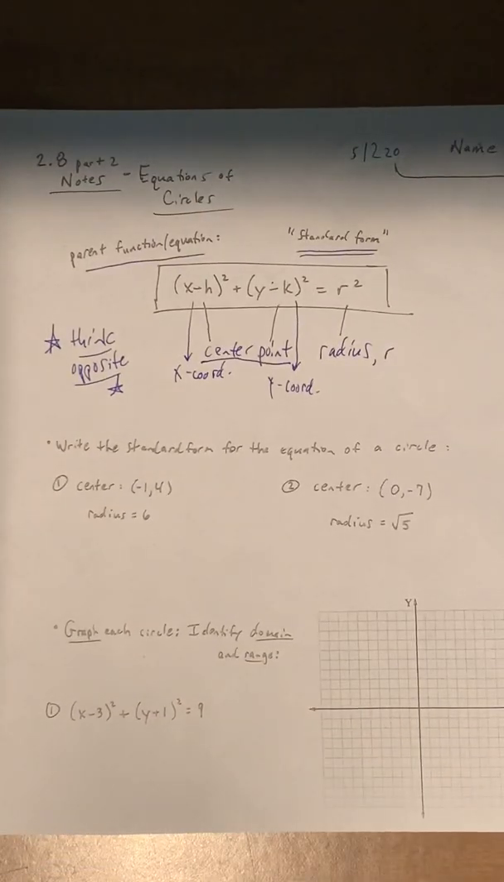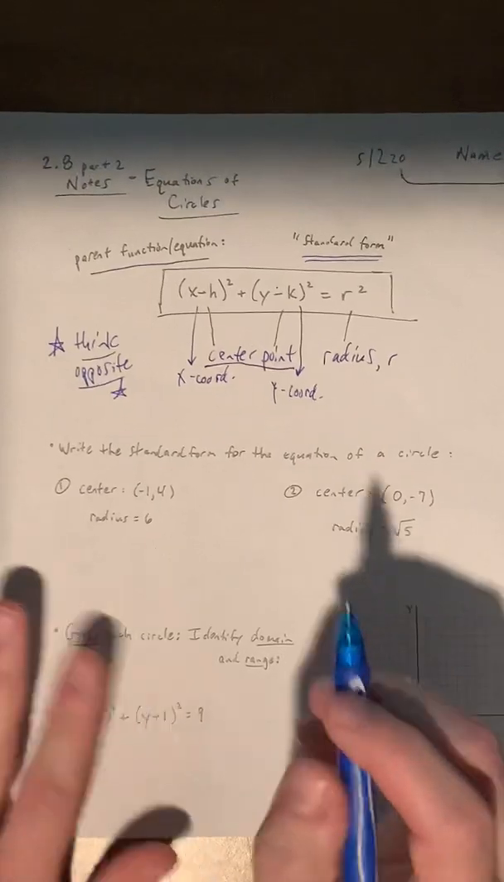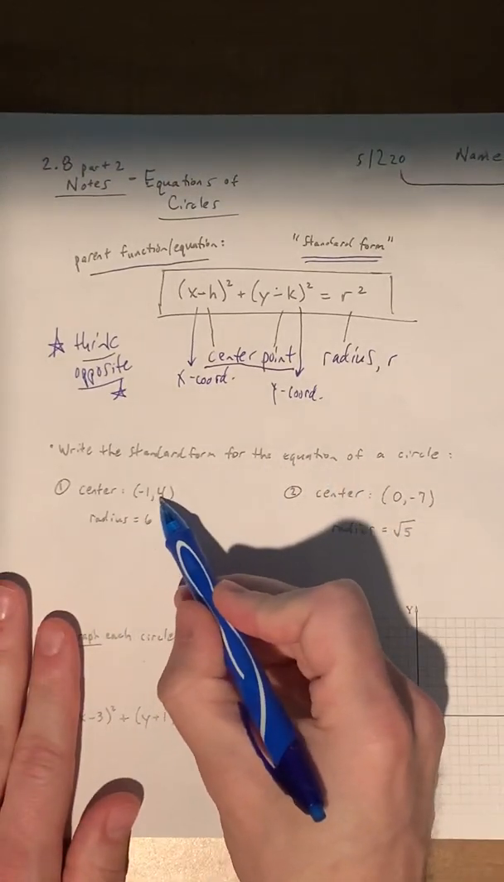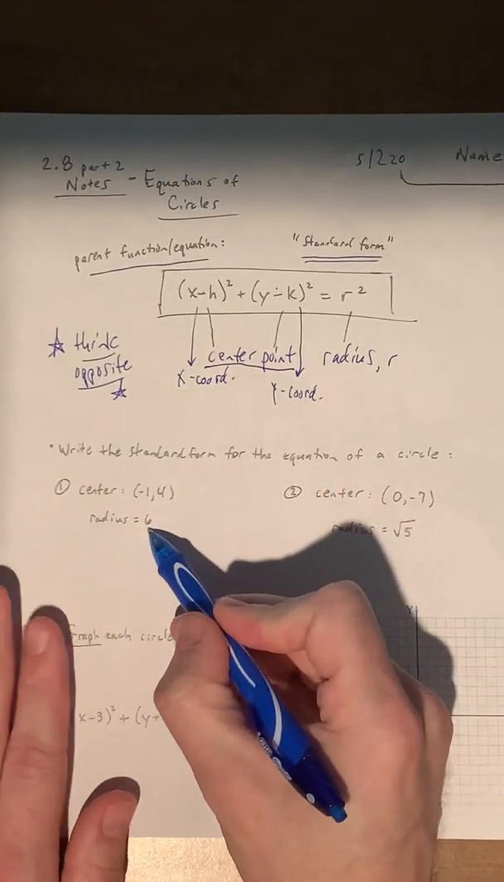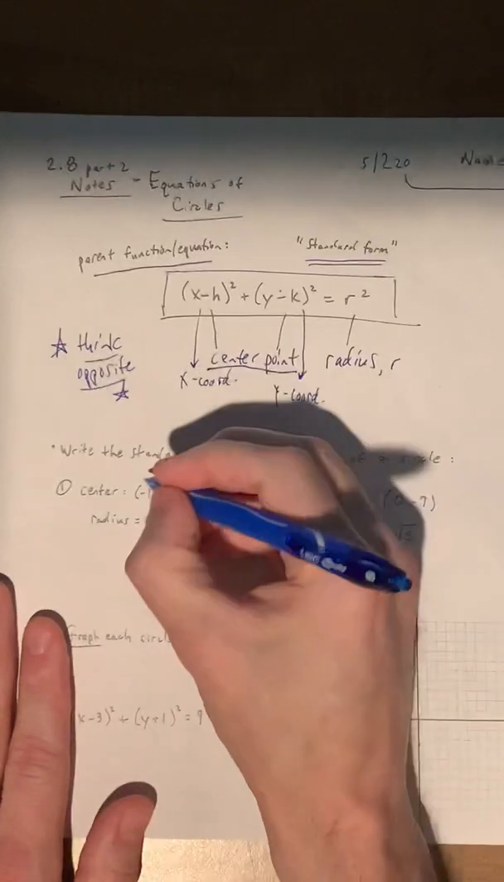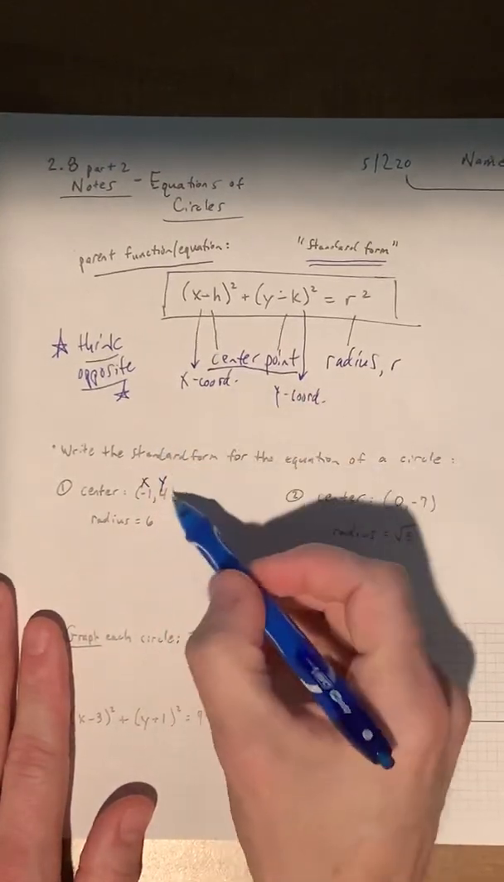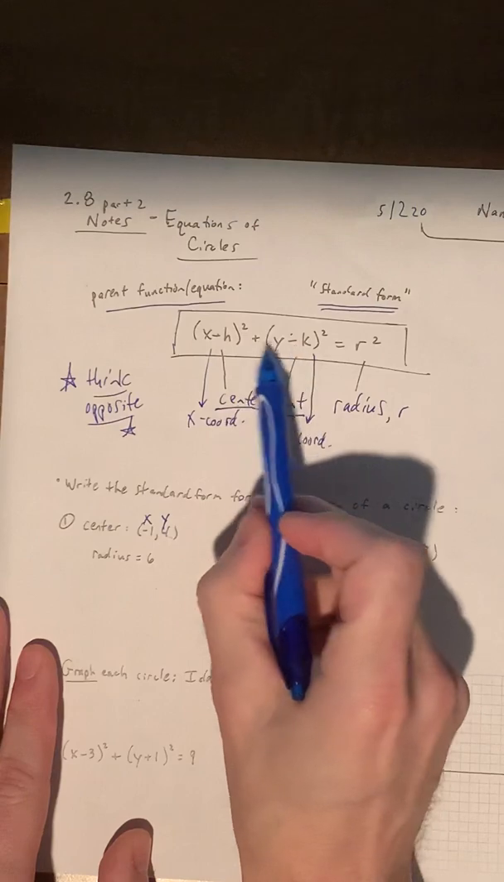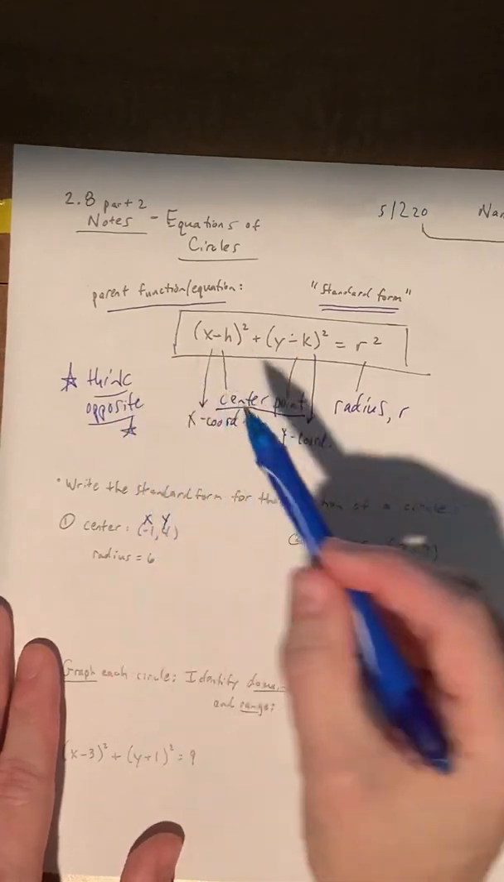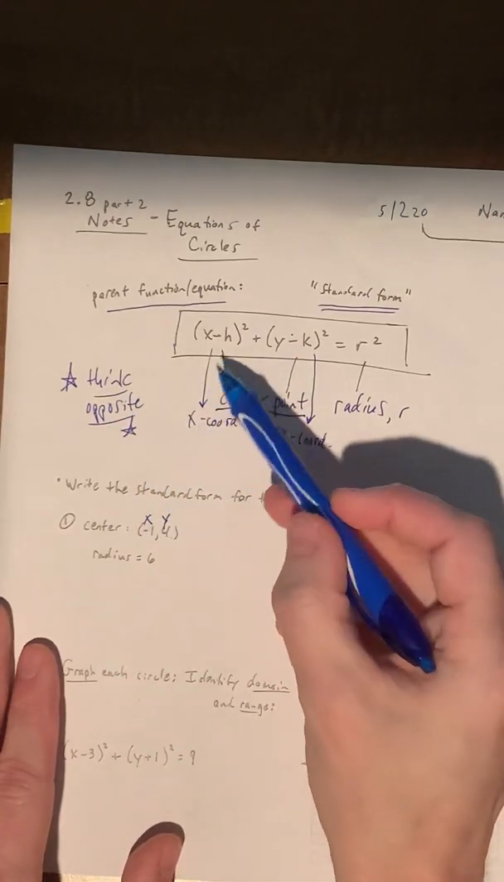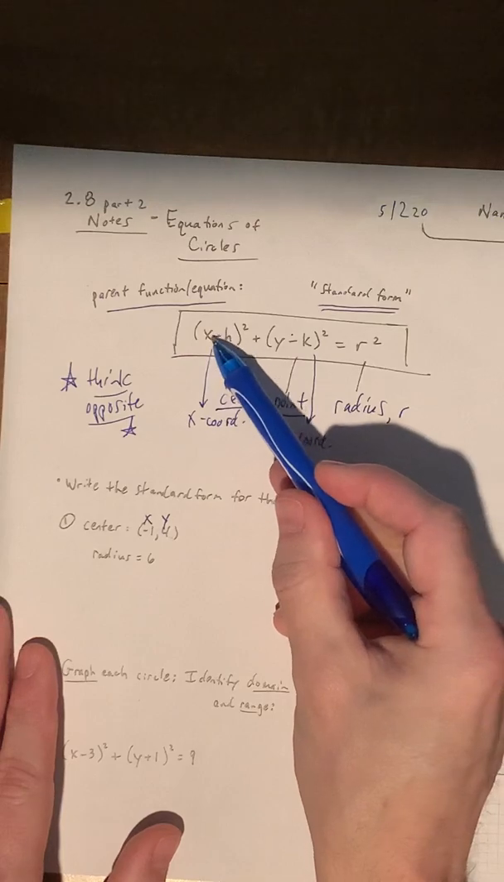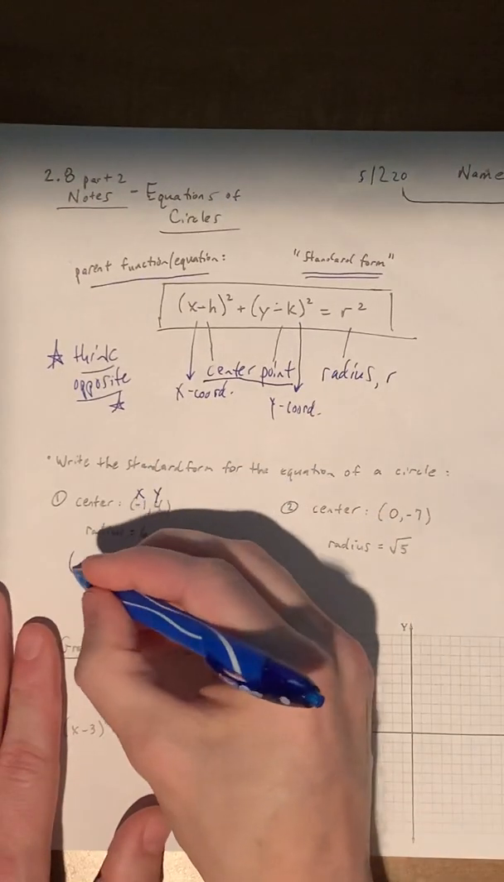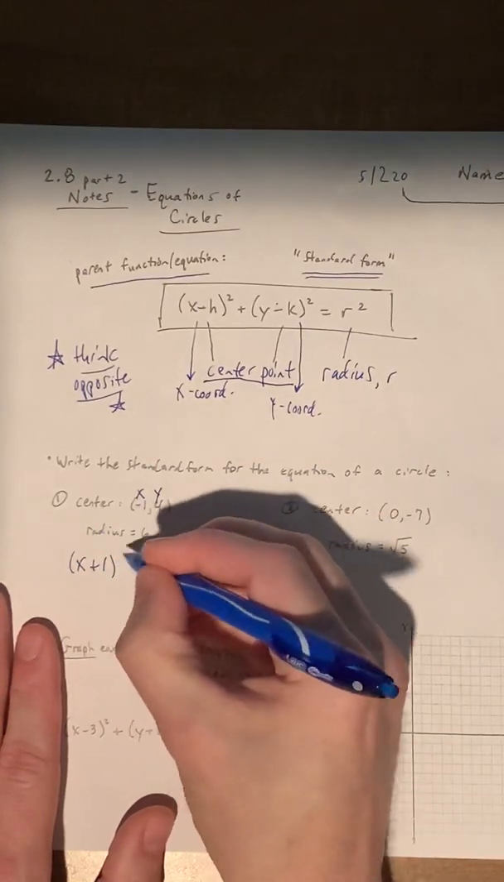All right, the first couple, we're just going to simply be given the center and radius and write the equation of the circle. That's it. All right, so here we go. Center negative 1 comma 4, radius is 6. So when you put these numbers in by the x and y, all right, think opposite. So when you put a negative 1 in, it's really going to be an x plus 1. So it's x plus 1 squared.